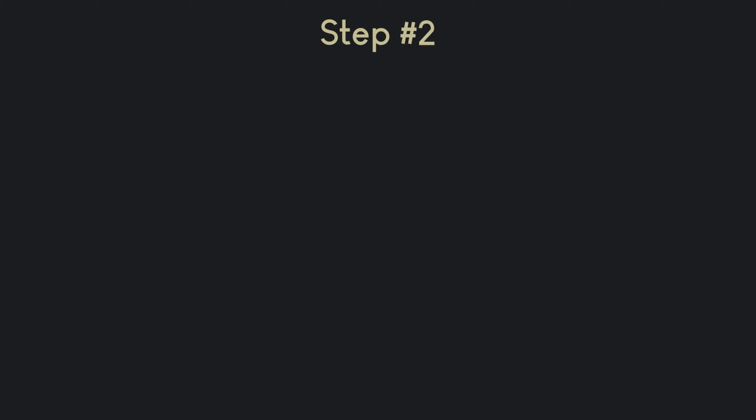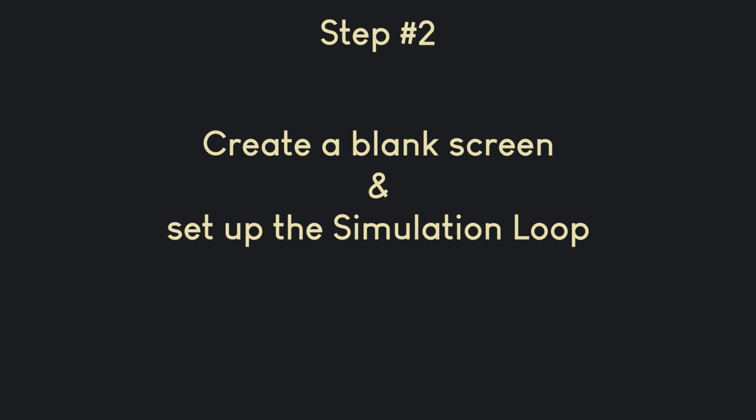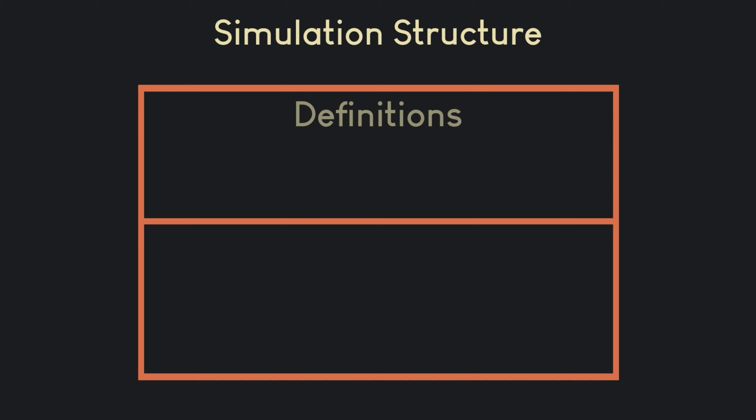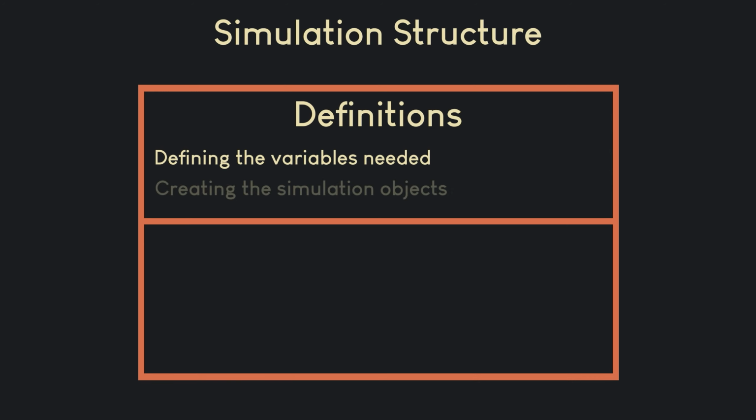The next step in building our Game of Life simulation is to create a blank screen and set up the simulation loop. Before we start, it is important to understand the structure of today's simulation. It consists of 2 parts. The first part of the simulation is where we define our variables and our simulation objects, such as the grid.